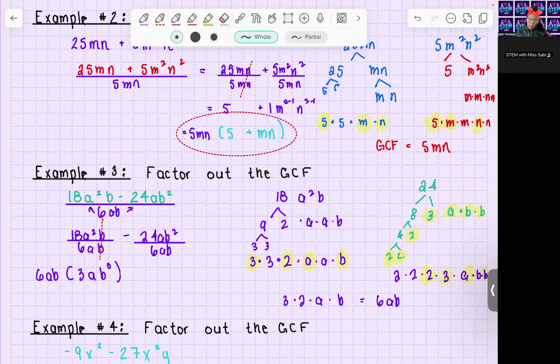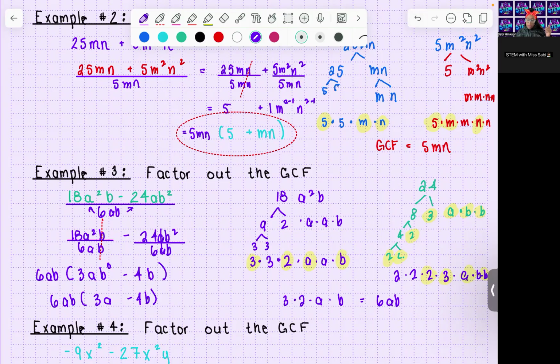Okay. And what do we have going on here? 24 divided by 6 is -4. The a's cancel out. b^(2-1) is b. So the final answer: 6ab times (3a minus 4b).